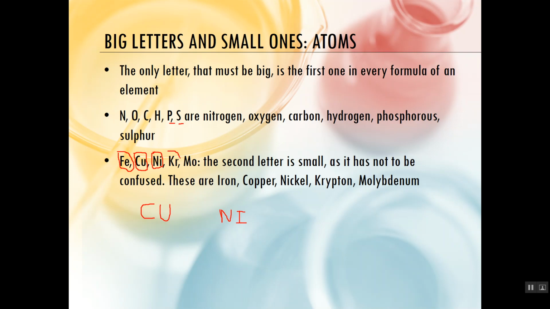Kr will be krypton. Mo will be molybdenum. So the small letter has to be small. Otherwise you confuse it or even find something which doesn't really exist. So pay attention to that.